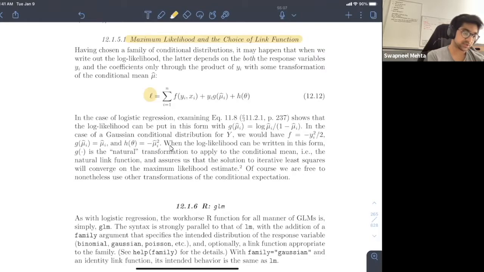And he's saying in the case of logistic regression, oh, he's given additional reading. I haven't done that. Okay. This shows that the log likelihood can be put in this form. Okay, so for logistic regression, we do have this. Yes, I buy that. In the case of a Gaussian conditional distribution for y, which means this assumption of v of mu, like this, p of y leads to this choice of v of mu.